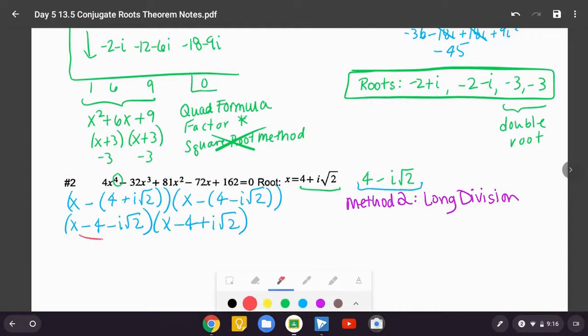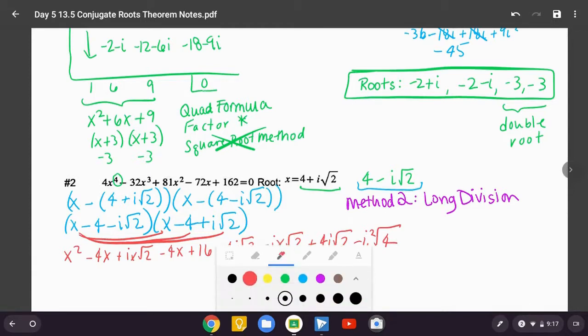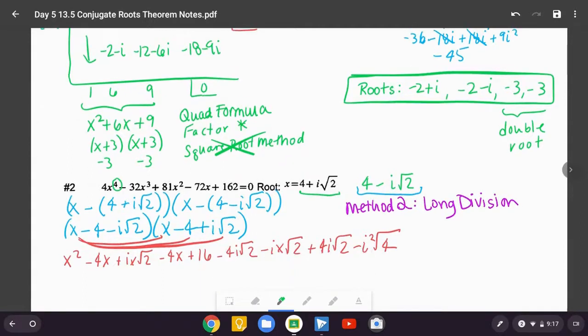All right, I'm going to multiply x times everything. So I have x squared minus 4x plus ix root 2. Then I'm going to distribute the -4. I have -4x plus 16 minus 4i root 2. And I'm going to distribute the -i root 2. I have -ix root 2 plus 4i root 2 and -i squared root 4. All right, so this looks lengthy, but we can simplify as much as we can to try to break it down to something more manageable.